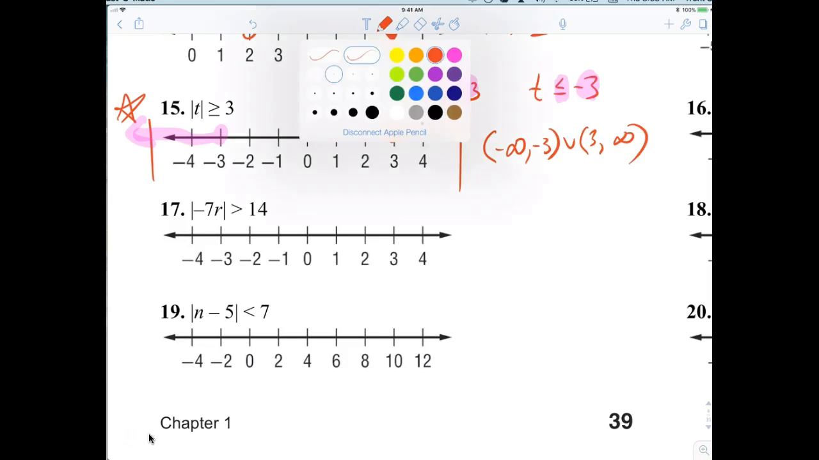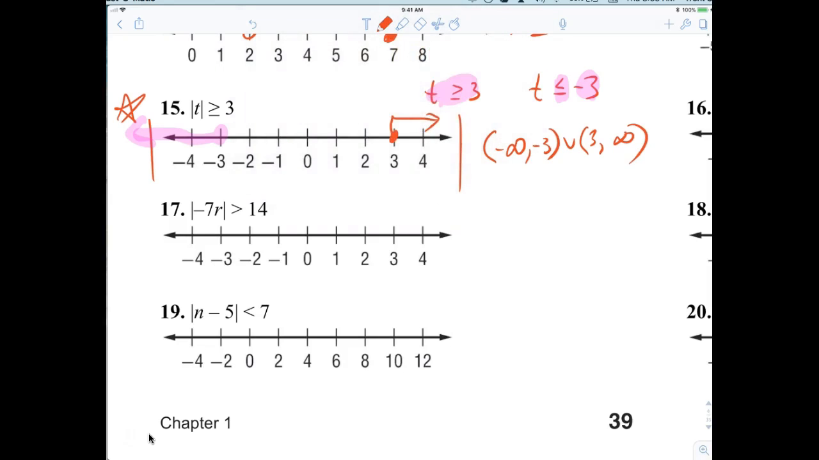Yes. You got me. You're right. There's brackets there. Thank you. Again, because they're equal.